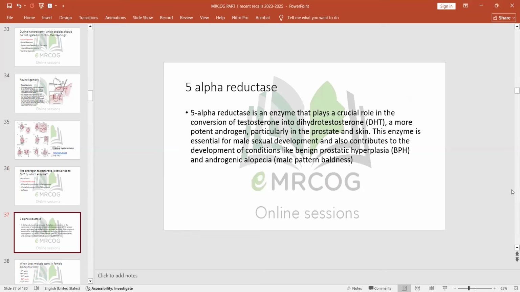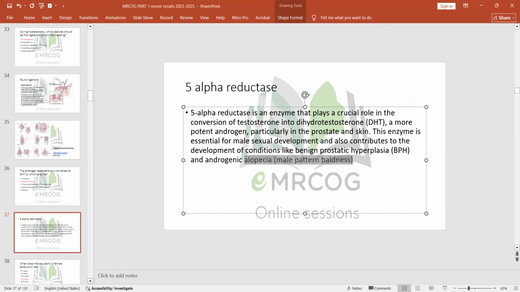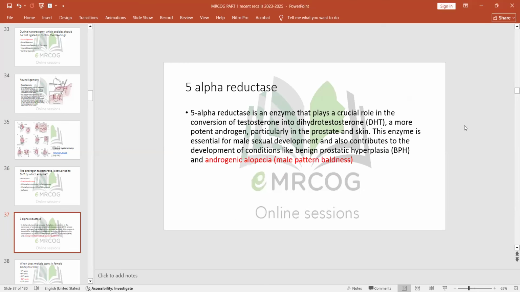Yes, excellent. Because when you stop the formation of the active testosterone, you are going to treat some medical conditions like benign prostatic hyperplasia or male pattern baldness. And this specifically came as a recall before. They were asking about a specific medication, okay? The bromfenestride, I think, which is used by a specific male to treat male pattern baldness.